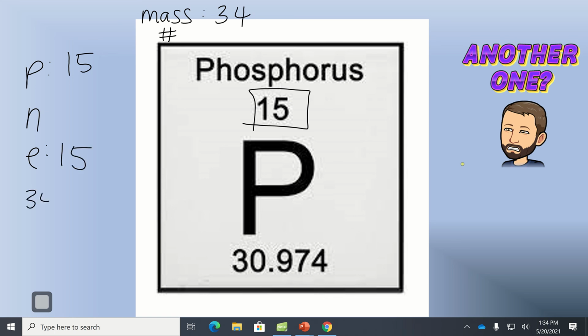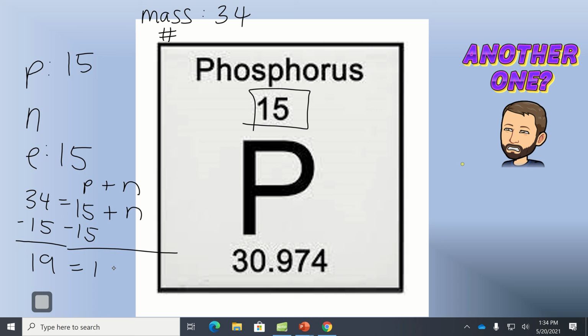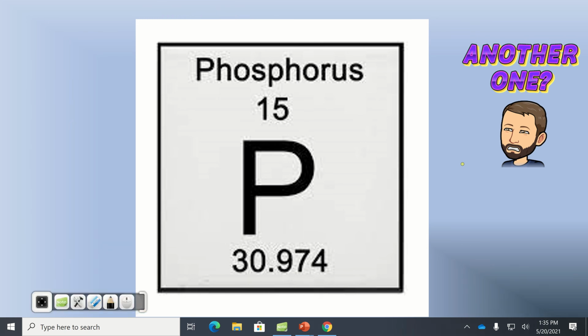Then, 34 equals protons plus neutrons. 15 protons. I'm going to subtract the 15. That equals 19. So I have 19 neutrons in this phosphorus. All right? So that is how we are basically doing each of these problems, and that's all we have to look at. Usually, at least at this point, the bottom number is really not that important. It will be very important later. Right now, it's not so important.